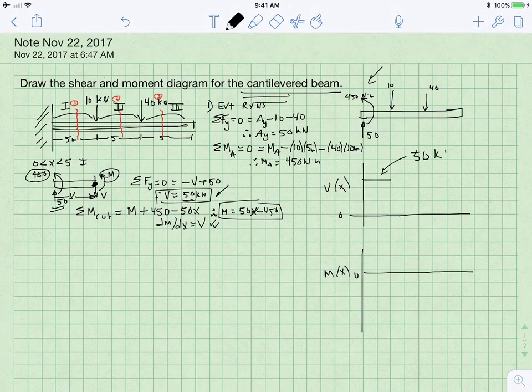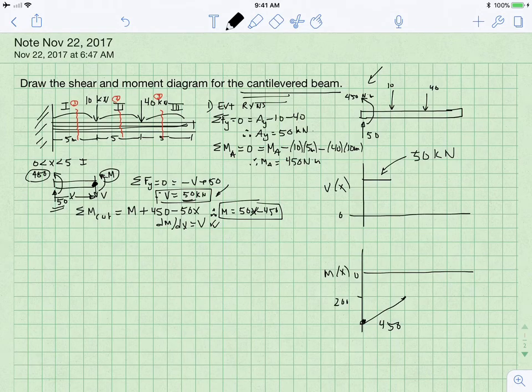It's between x equals 0 and x equals 5, and the moment at x equals 0 is equal to negative 450. When x is equal to 5, it will rise to be what looks like 200. So it's going to be doing something like that, where that is 450 and this is 200. And I'm just doing these roughly here. All right, we're ready for region 2.